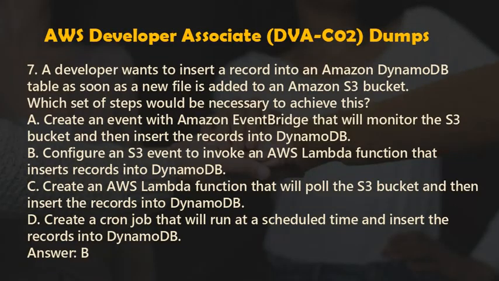A. Create an event with Amazon EventBridge that will monitor the S3 bucket and then insert the records into DynamoDB. B. Configure an S3 event to invoke an AWS Lambda function that inserts records into DynamoDB. C. Create an AWS Lambda function that will poll the S3 bucket and then insert the records into DynamoDB. D. Create a cron job that will run at a scheduled time and insert the records into DynamoDB. Answer: B.